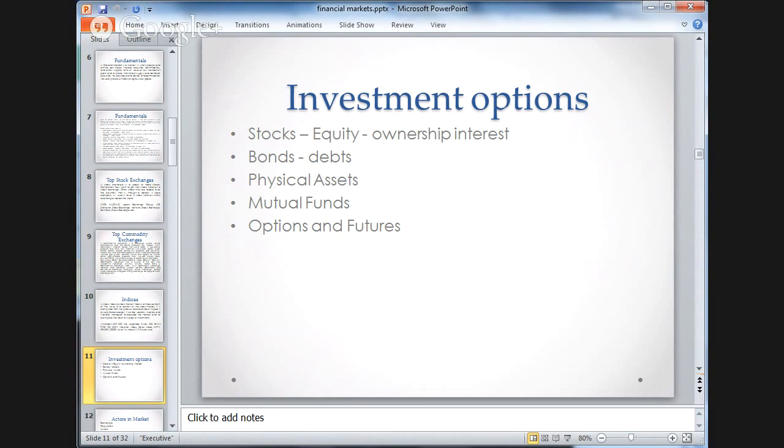Like if you have a company, if you are holding a common share or a preferred share, you become an owner to a certain extent of that particular company.